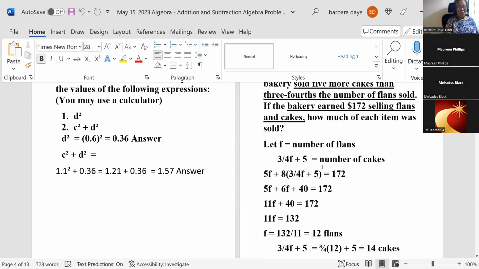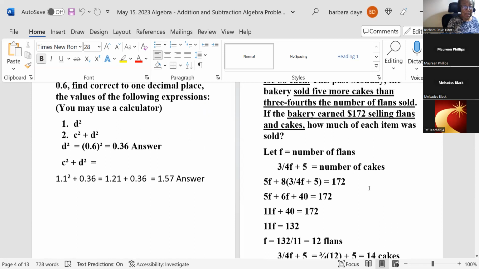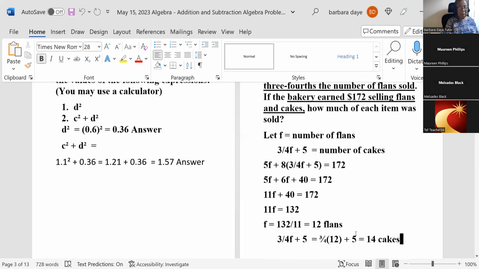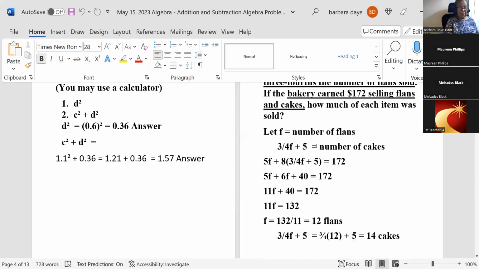Questions? I've got to look over this one again. Well, this one, you've got to translate the words to the math. 5 more than 3/4 is right here. 5 added to 3/4. Got that, right? And then the cost of the flan is what? The cakes are $8. There we go. And then $5 for the flan. So you have to multiply the cost of the flan by the number of flans, and the cost of the cake by the number of cakes, and that should add up to that $172. So you find the flans and then substitute back into this expression and calculate the number of cakes.